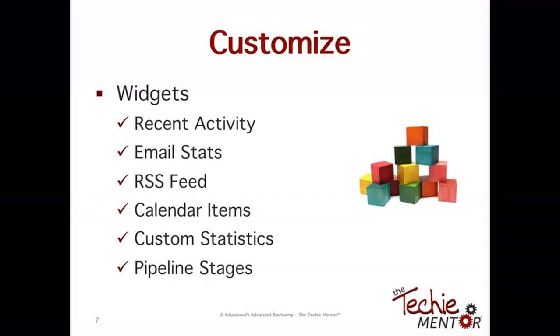So you can kind of see everything in a feed. Calendar items, so if you use the calendar in here, you use tasks or opportunities, or again, a sales team might use the calendar to actually schedule appointments and follow up. So they could see that in a snapshot. Custom statistics, so that can be statistics on your email stats or your sales or your fulfillment.